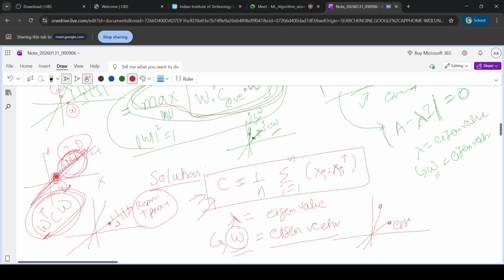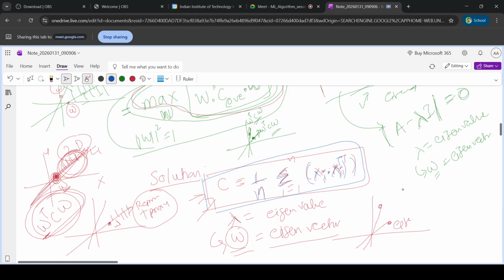This is something in video 1.4 or 1.5, I think so. Yeah, 1.4 video. Just remember the equation. In mostly the exam the questions are asked, and then you need to remember this equation. C is nothing but 1 by n summation of i equal to 1 to n of xi into xi transpose.